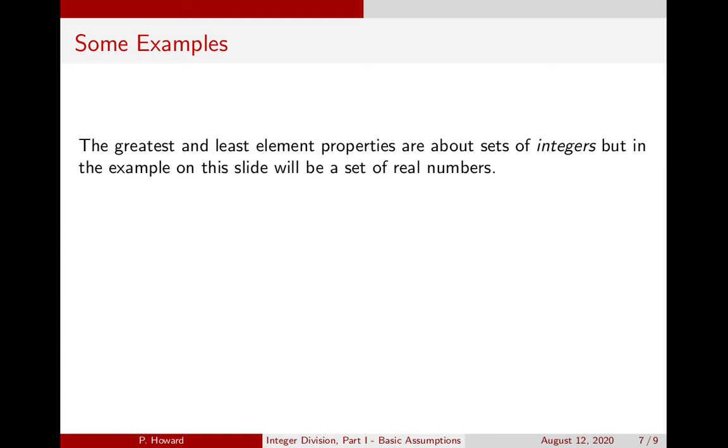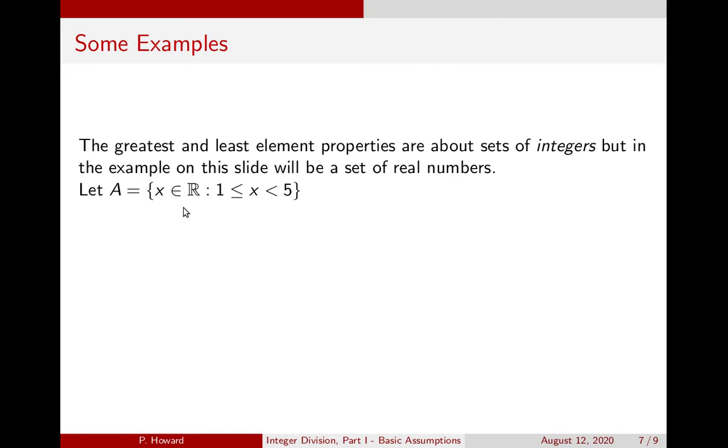Let's try a couple of examples. So the greatest and least element properties are about sets of integers, but in this example we'll be looking at a set of real numbers. So the greatest and least element properties don't necessarily apply.